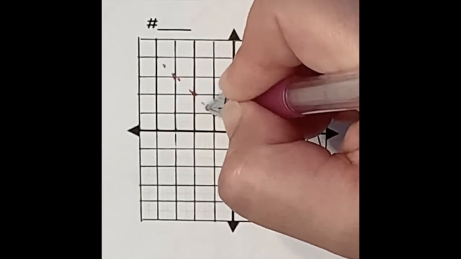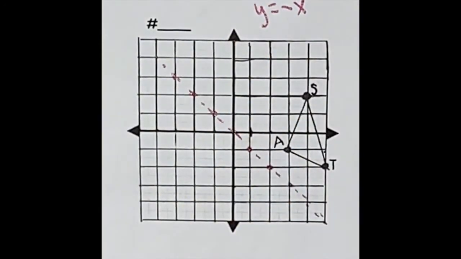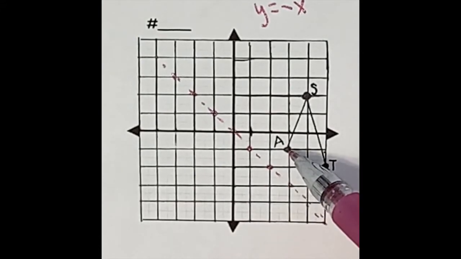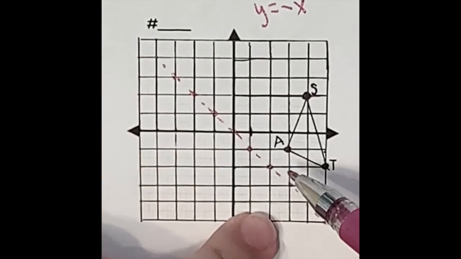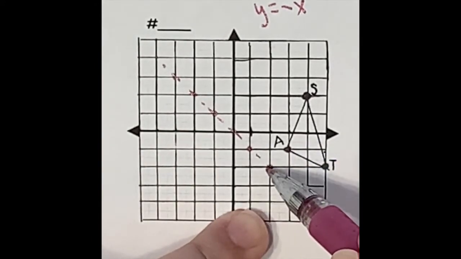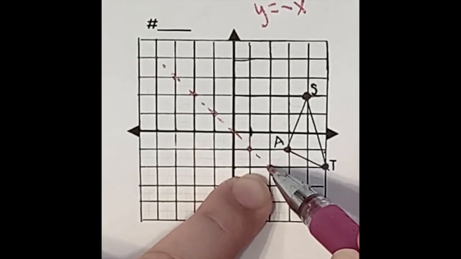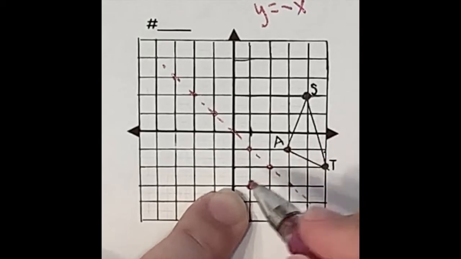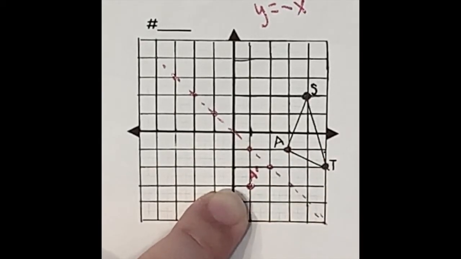So this is the line, y equals negative x, okay? And the points will reflect across that line, and not counting horizontal or vertical. Since this is a diagonal line, I want to count on the diagonal. So as you can see, A is one diagonal away from that line, so I'm going to go one diagonal away in the other direction and say that that is my A prime.